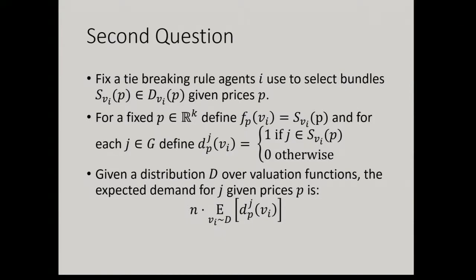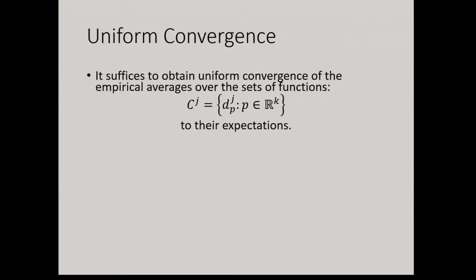And the reason this is a good function to think about is because given a distribution over valuation functions and a particular price vector I'm going to use, the expected demand for a good J, given the price is P, is just n times the expected value of this function when I evaluate the expectation over valuation functions drawn from the distribution. So it's going to suffice for us to obtain uniform convergence of the empirical averages of these functions, the class of functions which map valuation functions to the indicator of whether a buyer with that valuation function will buy a good J or not.